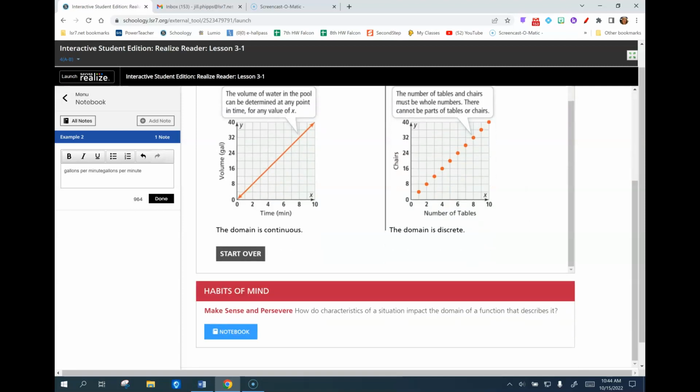Okay? Habits of mind. Let's read through that. How do characteristics of a situation impact the domain of a function that describes it? Well, one of the things is the discrete, the continuous. If I can only have whole objects, like I'm talking about people or objects, they have to be whole objects, okay? But if I can have a fraction or a decimal, like gallons of water or miles per hour, then I can have continuous. So those things limit what we can do as far as habits of mind.